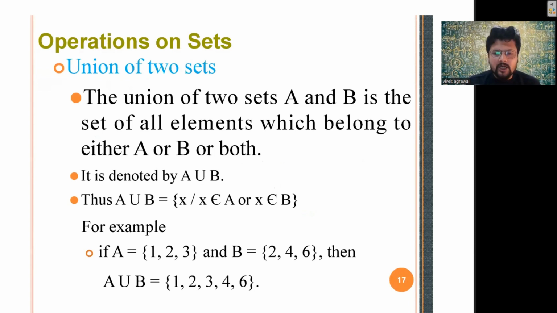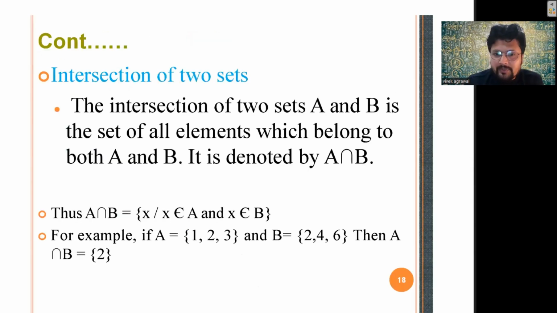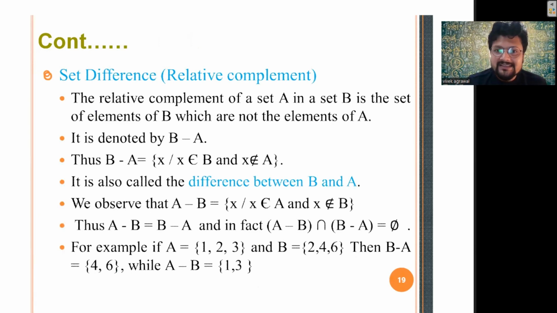We discussed union: how we combine all the elements of any two given sets. We discussed the intersection, in which we take the common elements of two sets, and we denote this intersection by an inverted U. And we also discussed set difference. If we are writing A minus B, we write the elements of A which are not available in B. If we are subtracting A from B, we write the elements of B which are not present in A.